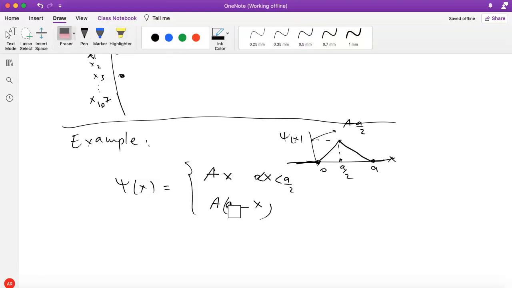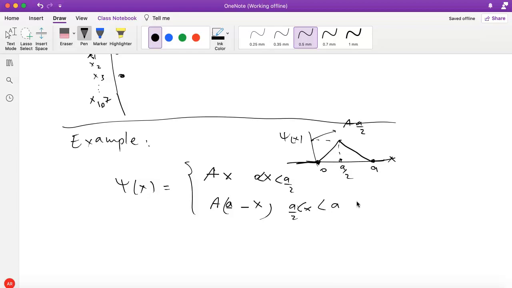So when x is equal to a over 2, I get A times a over 2, which is this height. And when x is equal to a, which is this point, it goes to 0. So that's good. So that's valid for, let's say, x between a over 2 and a.